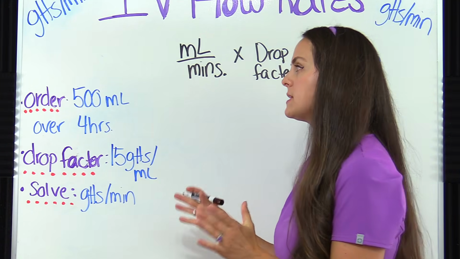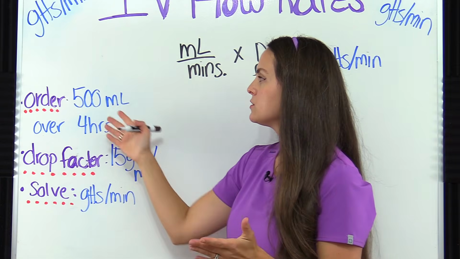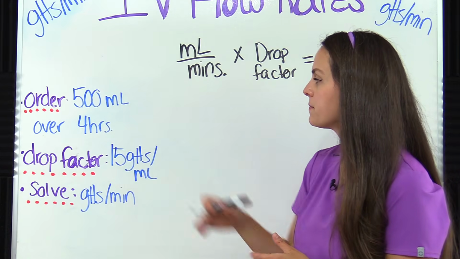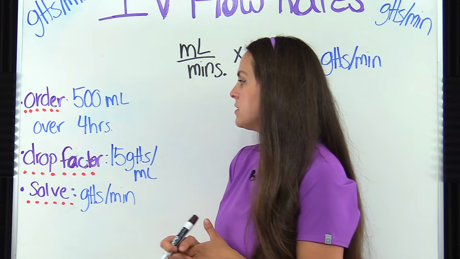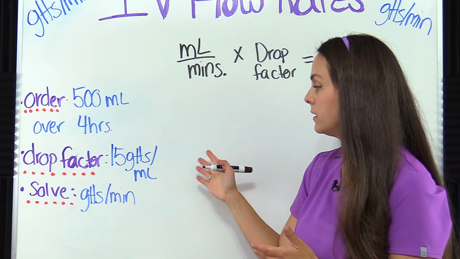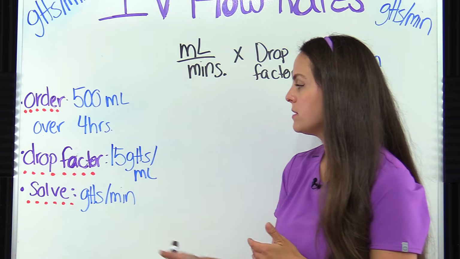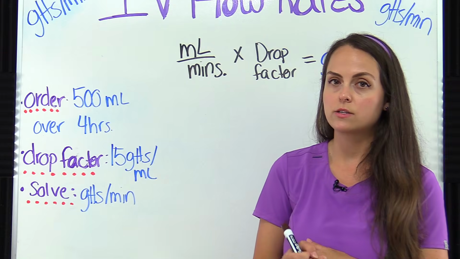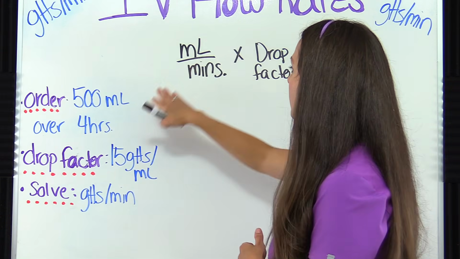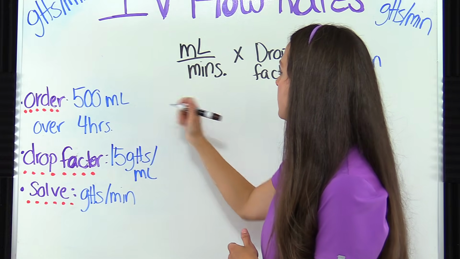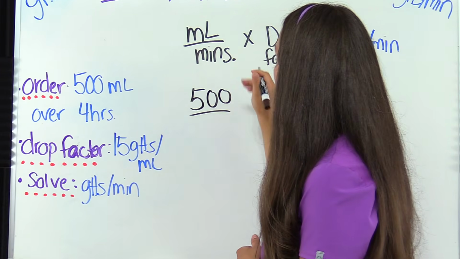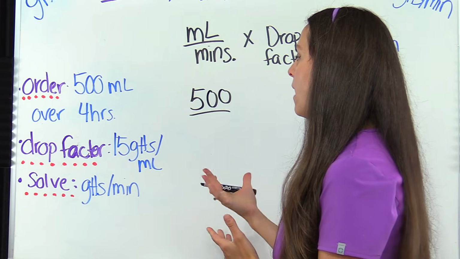Okay, our first problem tells us that the physician has ordered 500 milliliters to be infused over 4 hours. We are using IV tubing that says it has a drop factor of 15 drops per milliliter. And we need to figure out how many drops per minute this patient needs to receive. So let's plug in using our formula. The total volume that needs to be given is 500, so 500 is going to go here. It's going to be given over 4 hours.